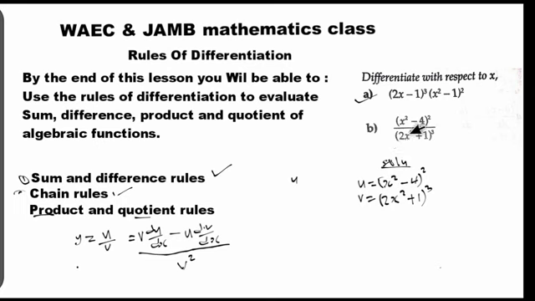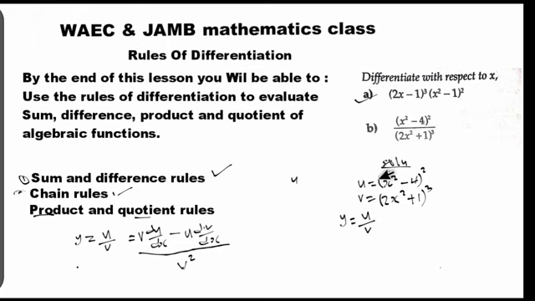Now therefore y is equal to u over v. The same thing we have here: this one represents u and this one represents v. So y is equal to u over v. Now let's differentiate it with respect to s.